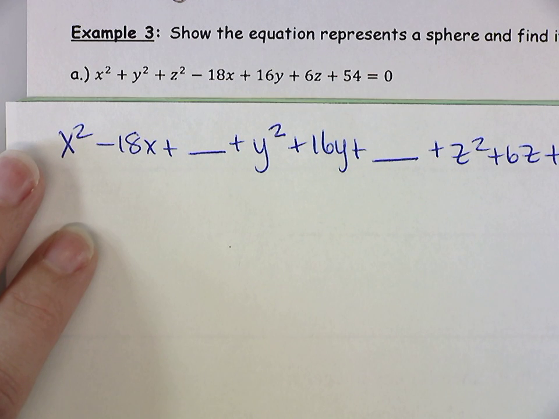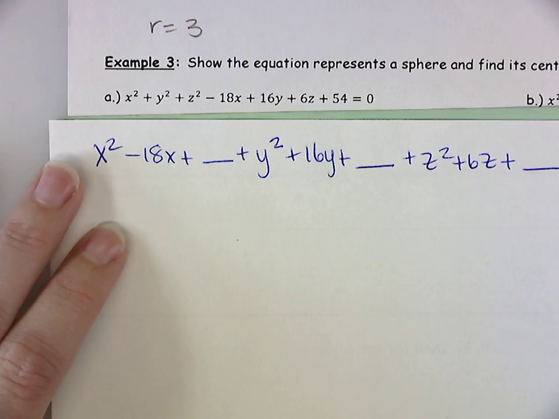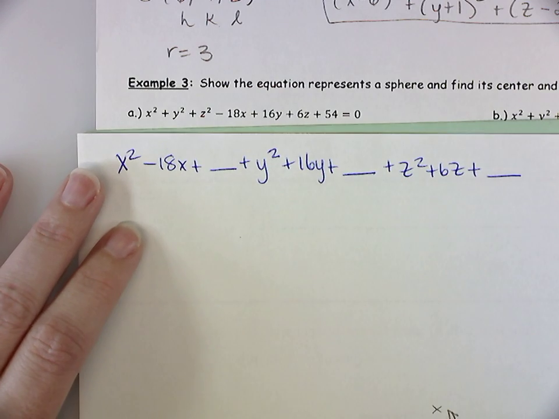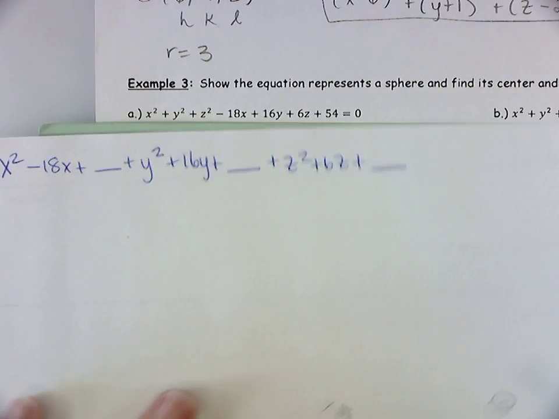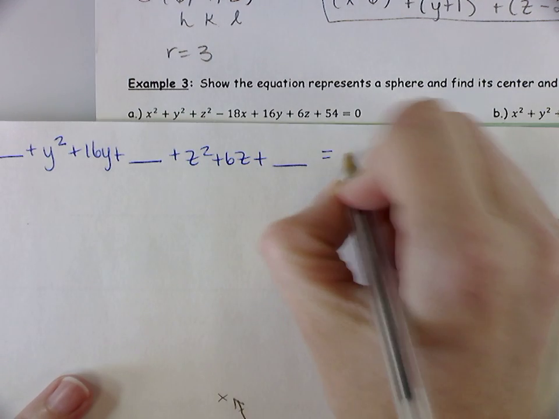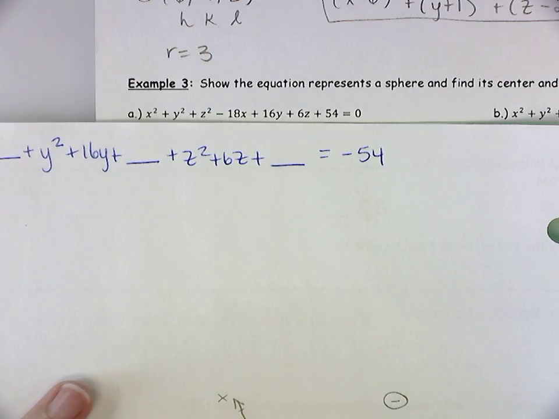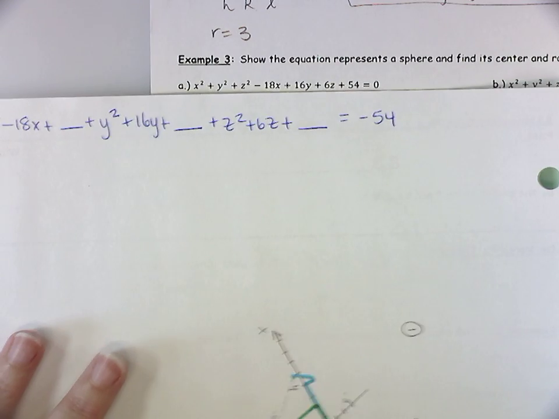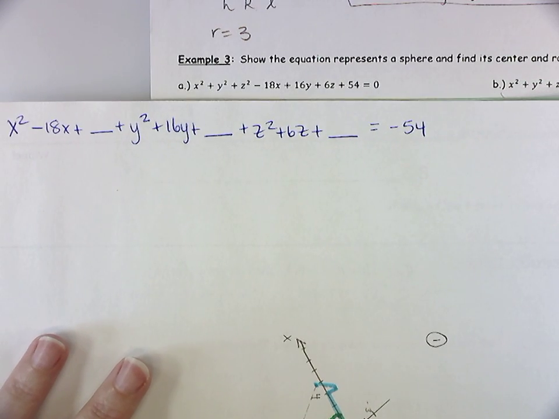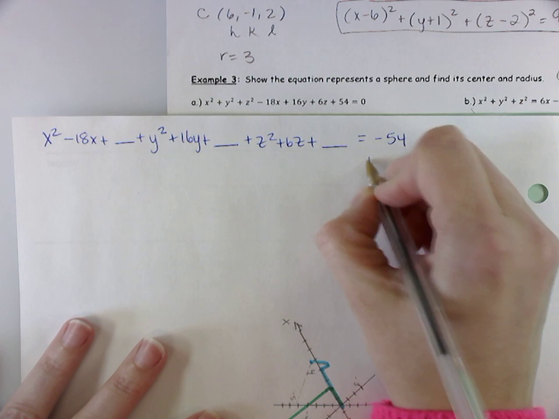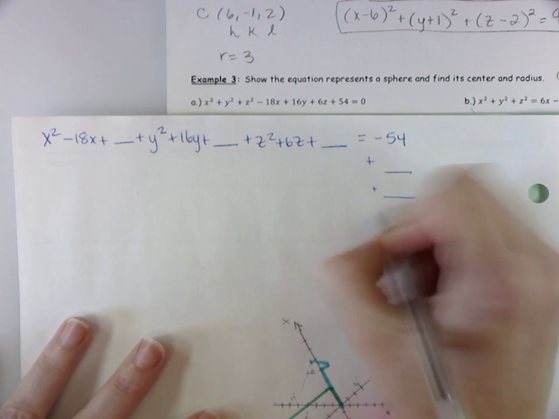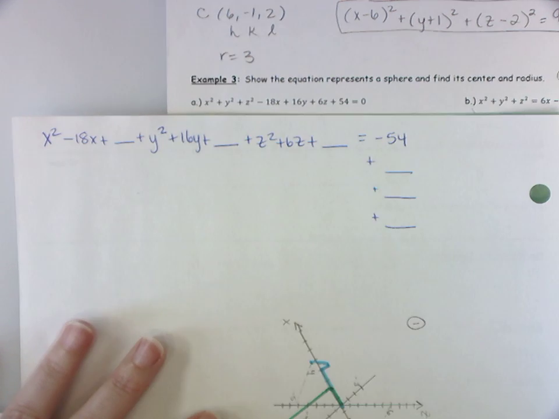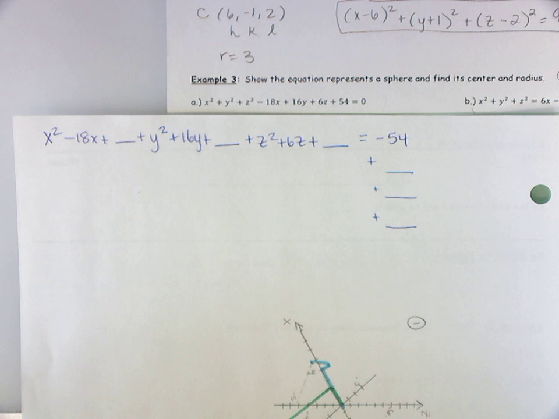Do you remember the first step you do when you're completing the square? Yeah, move the constant term over. So if I subtract 54 from both sides, this is going to equal negative 54. So really, I'm going to end up completing the square how many times? 3, right? So underneath this, I put plus blank, plus blank, plus blank, because I'm going to end up adding all of those together.